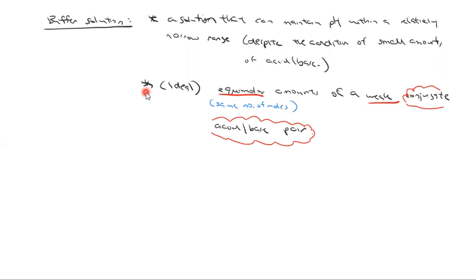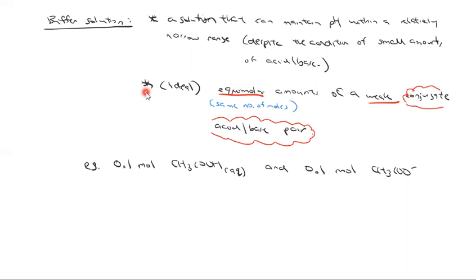Now, what does that mean? For example, I can take 0.1 mole of CH3COOH aqueous and 0.1 mole of CH3COO minus. That's what I really want. I want CH3COOH, which is a weak acid, and I want CH3COO minus, which is its conjugate base.